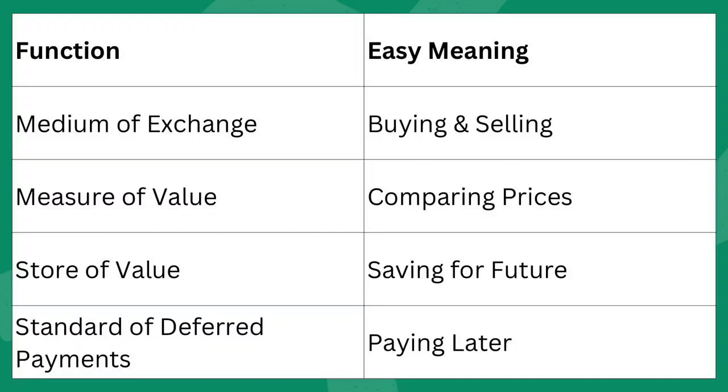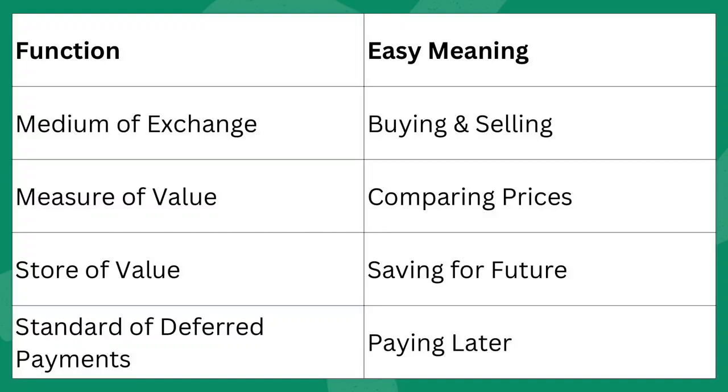Whenever you think of money, remember these 4 jobs. First, money helps us buy and sell goods and services. That's the medium of exchange. Second, money helps us compare the prices of different goods. That's the measure of value. Third, money helps us save purchasing power for the future. That's the store of value. And fourth, money helps us make future payments, such as EMIs and loans. That's the standard of deferred payments.